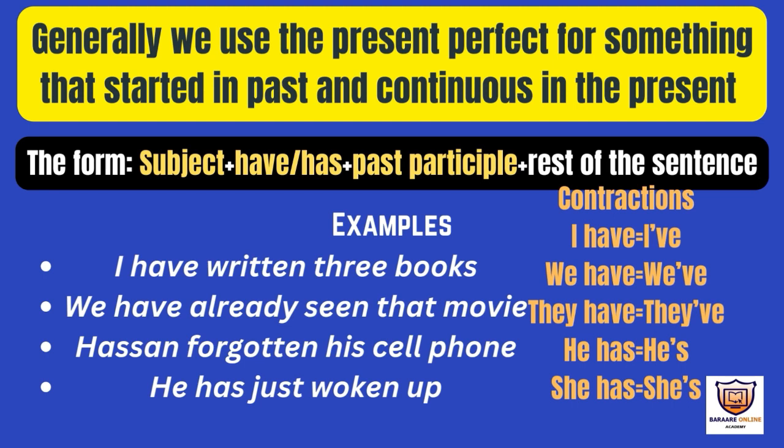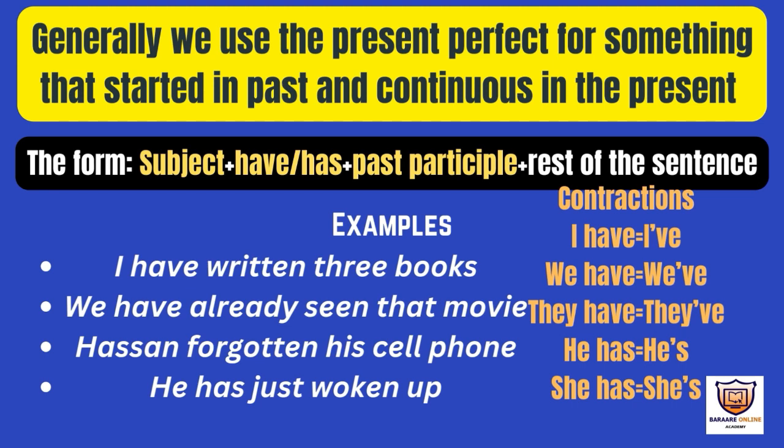For example, I have written this book. I have written 3 books. Here we have used written, which is the third form. We have already seen that movie. Hassan has forgotten. Has is missing here, sorry. Hassan has forgotten his cell phone. He has just woken up.